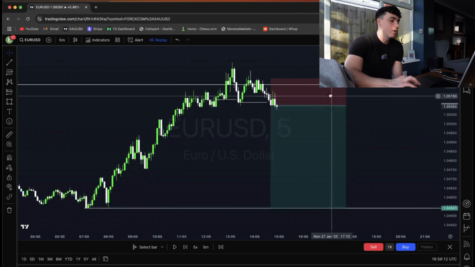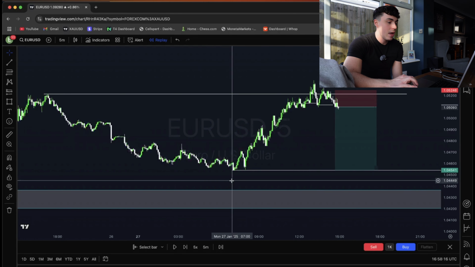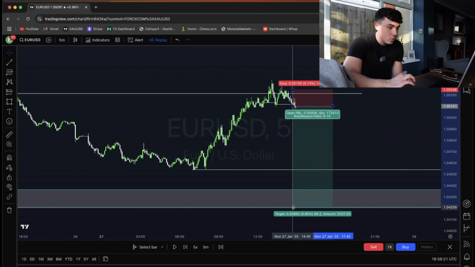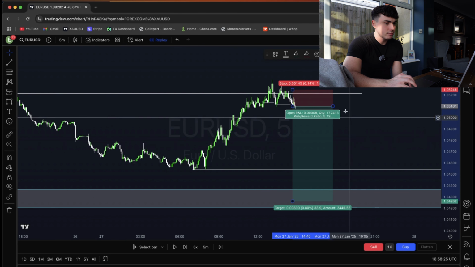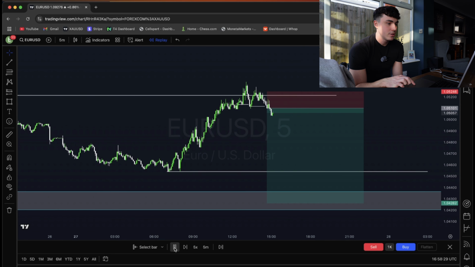And maybe you could have a second take profit for this imbalance, which we can do as well if we want to, maybe put it at about 50%. And we can watch this trade play out, see how it does.